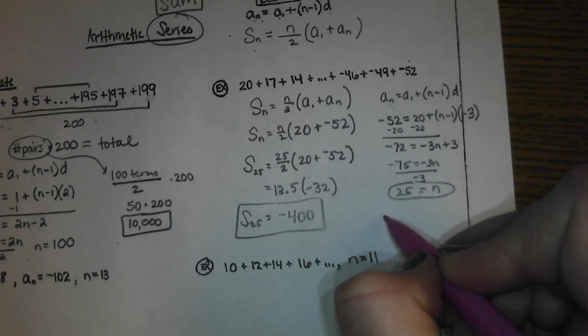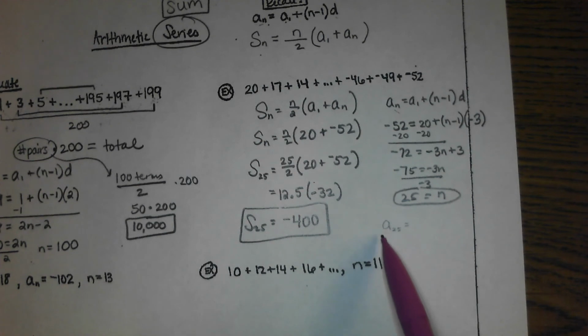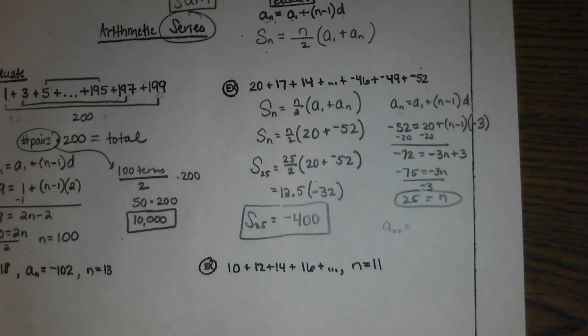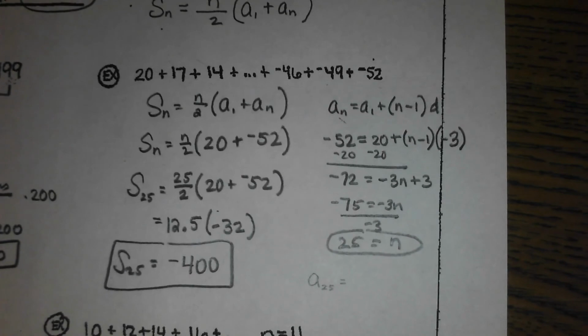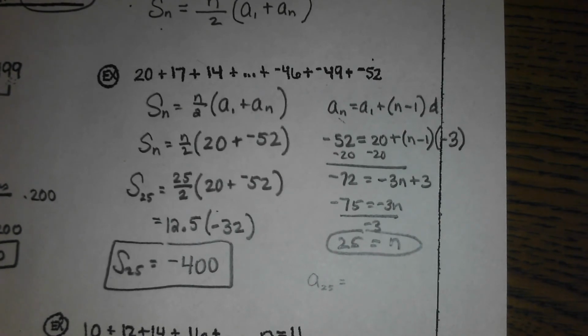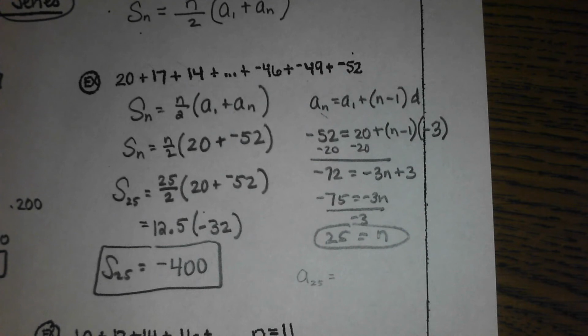Just for the sake of reviewing and to make sure we see this side by side and we're not getting confused. What does a sub 25 equal? This has nothing to do with the question. We've already answered the question. I'm past that. I'm just trying to make sure we understand notation. What does a sub 25 equal? What does a sub 25 mean? Okay? The 25th term. And what is the 25th term?